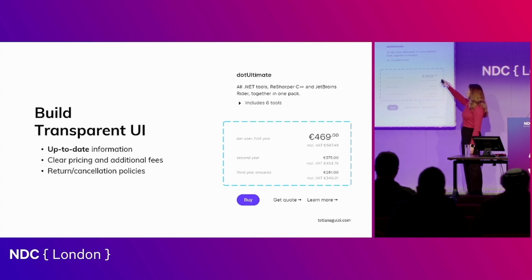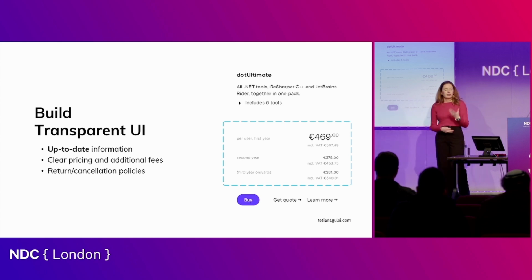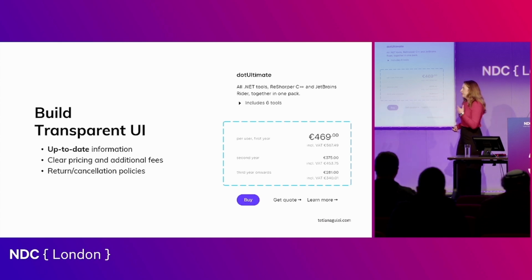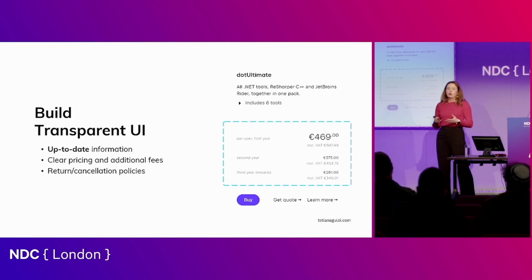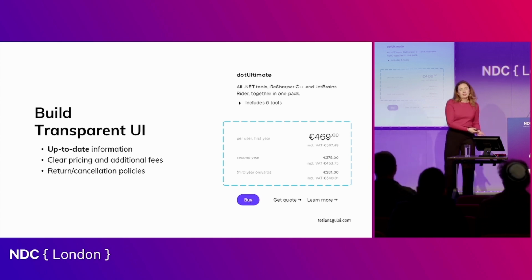So for example, initial fee for the first year, then for the second year, and for the third year, and so on. Also show the prices with taxes and without taxes. Make it very clear. If you have extra costs like shipping costs or other fees, also let the users know beforehand, not at the last step of their purchasing journey.